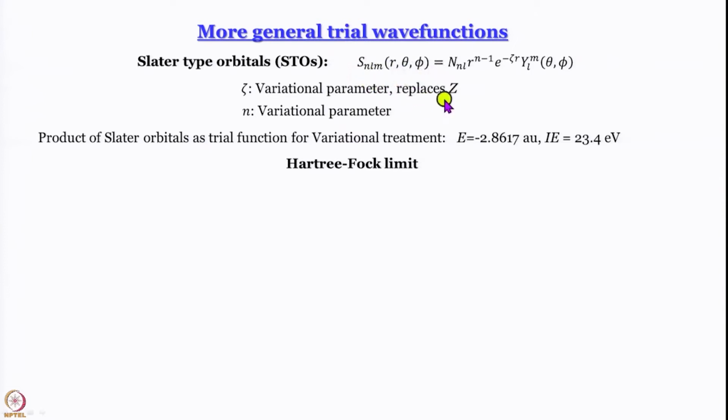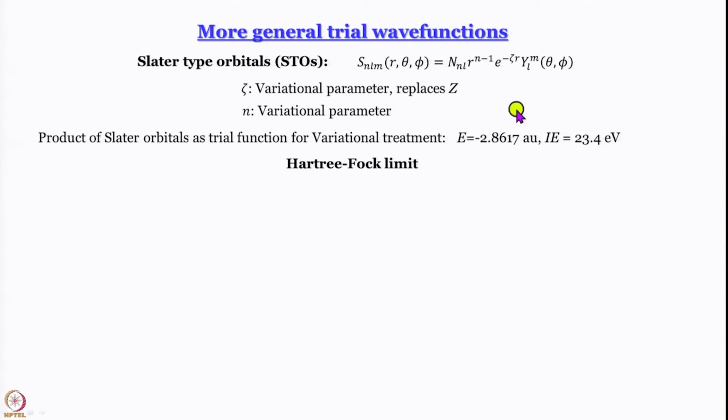It is easier to handle that way, and that turns out to be a normalization constant multiplied by r to the power n minus 1 multiplied by e to the power minus zeta r. Instead of z we have written zeta, where zeta is a variational parameter, and that is multiplied by an angular part. So, we have something similar to the hydrogen atom wave functions. Once again we have a radial part multiplied by an angular part, but something is missing here, right.